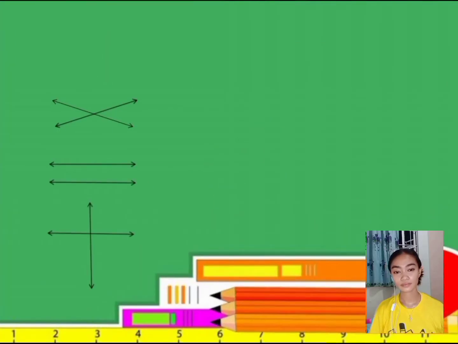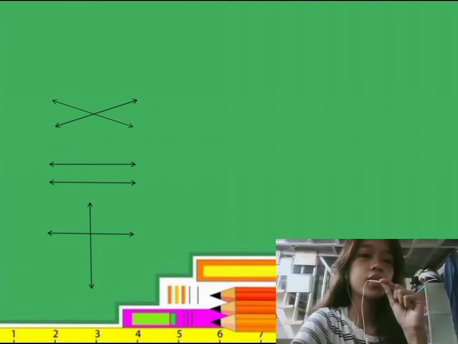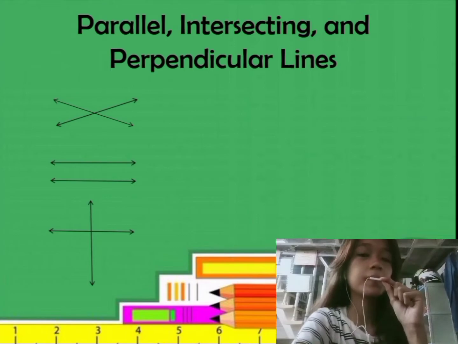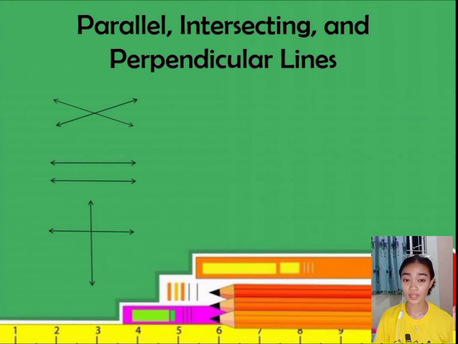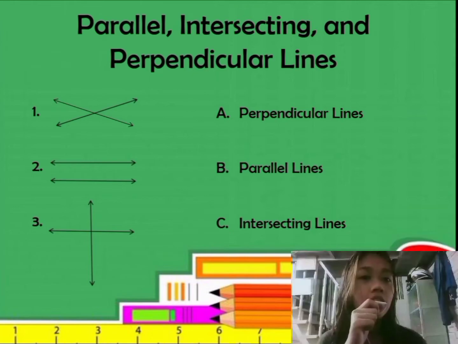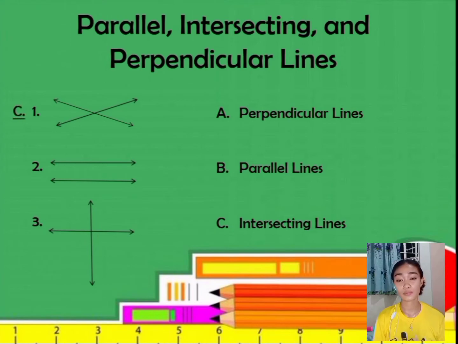Before we start our discussion, let us first have a recap on our lesson yesterday. Can anyone remember what was our lesson yesterday? Teacher, our lesson yesterday is about parallel, intersecting, perpendicular lines. Very good, Micaela. So, our lesson yesterday is about the three kinds of lines. To further elaborate, can you identify what lines represent in number 1? Teacher, number 1 is letter C, intersecting lines. Very good.